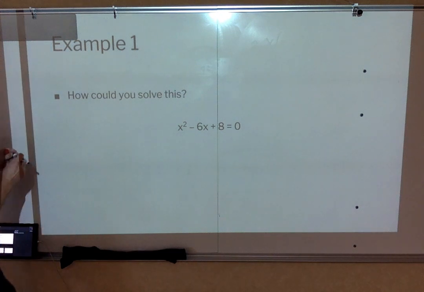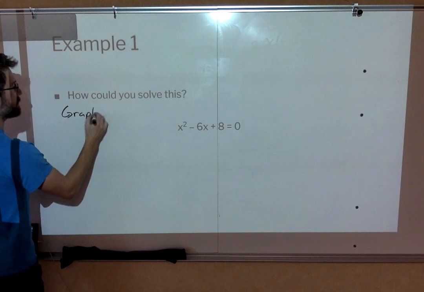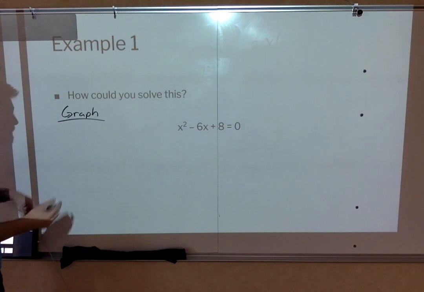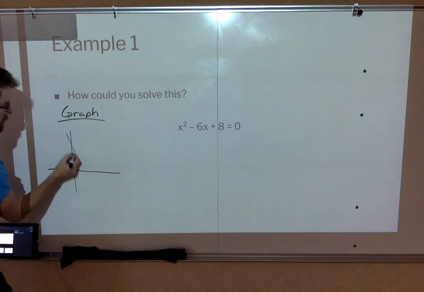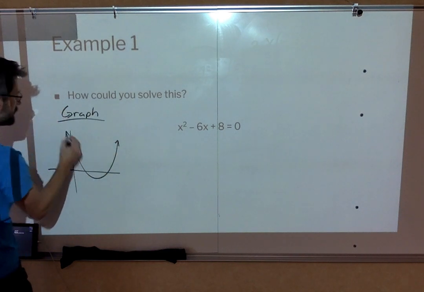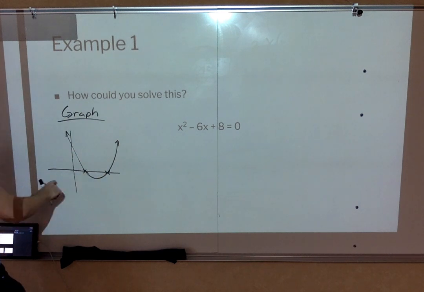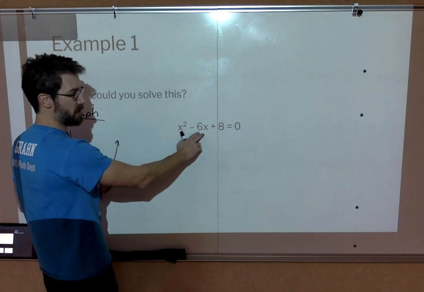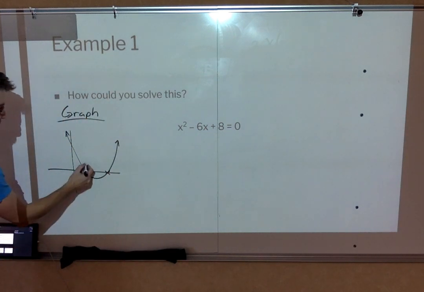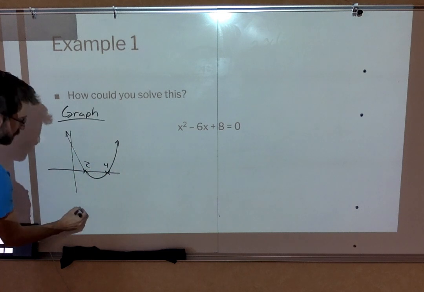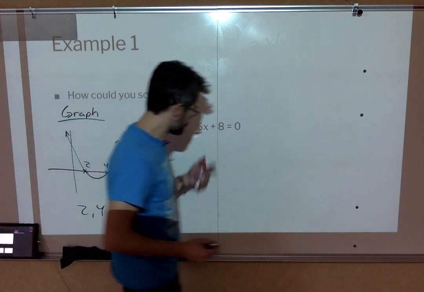One of them that you did in Algebra 2, and we will use this, but not today, is to graph it. If you plug this into Desmos or into your calculator, you would get a parabola that looks like this, and you could figure out that where it crosses the x-axis, that's where the equation is equal to 0. And that would be at positive 2 and positive 4, so 2 and 4. That's a nice simple way to do it.